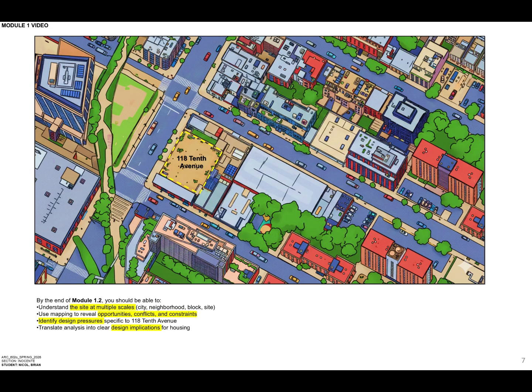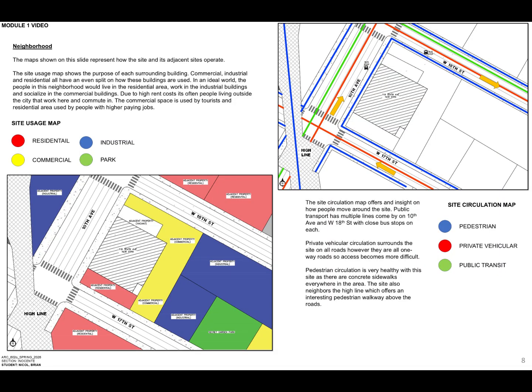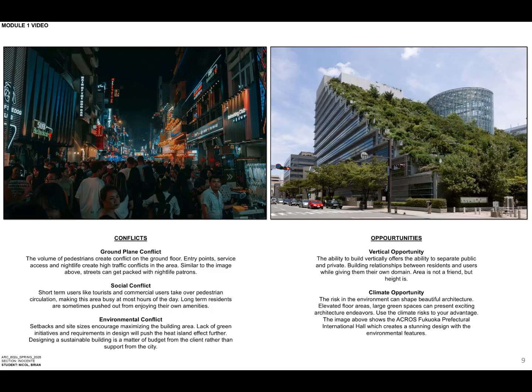Moving on, we then take a look at Module 1.2. Taking a look at this first one, it's a look at the neighborhood scale. There's a site circulation map for pedestrian traffic, vehicular traffic, and public transit. And there's also a site usage map, which gives a good look at the zoning and how diverse it is, with residential, commercial, industrial, some park space, and how that all works together.